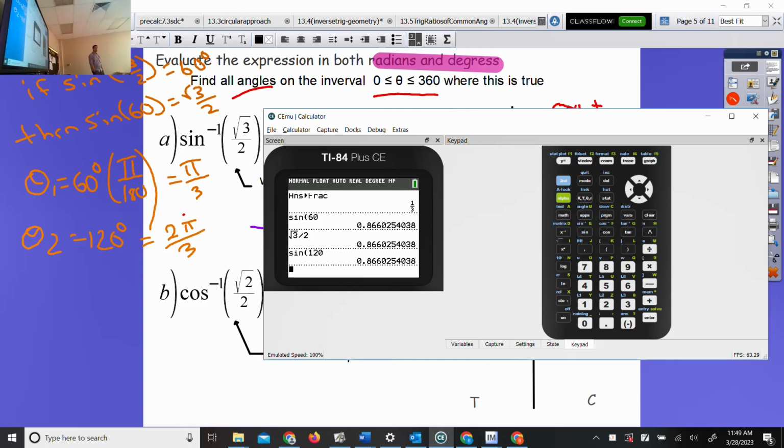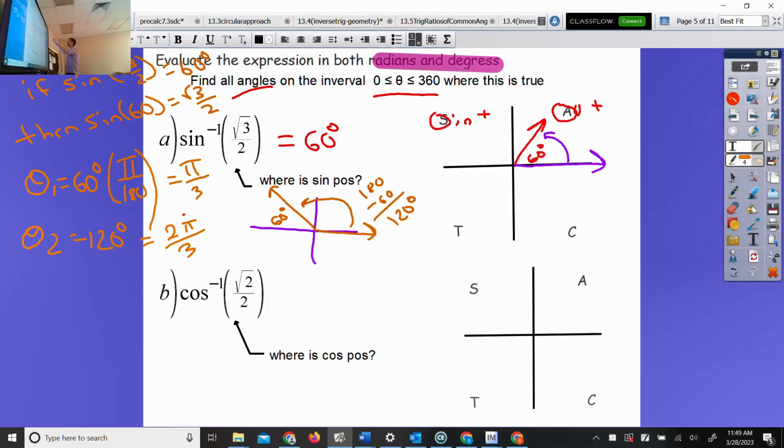They're the same thing. B is the arc cosine of root 2 over 2, and the first question that's asked is, where is cosine positive? Because that's a positive number. What quadrants? By ASTC. Not 1 and 2. Nope. 1 and 4. A is for all. C is for what? Cosine and secant. 1 and 4. That's where cosine is positive.